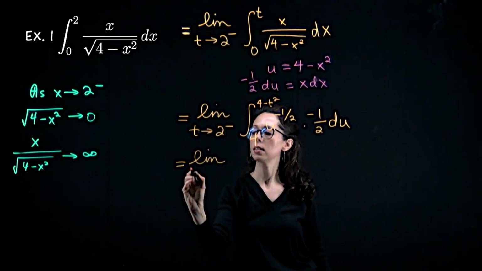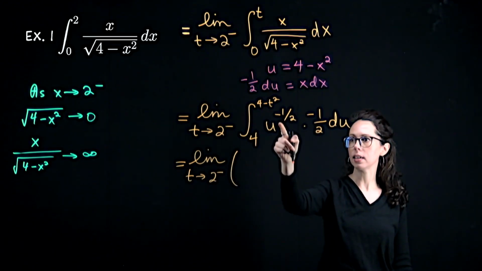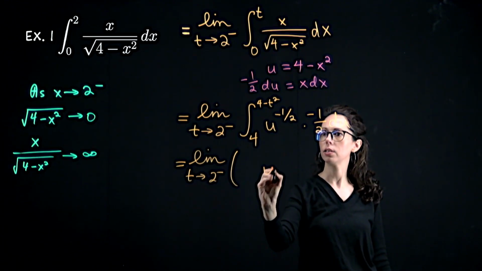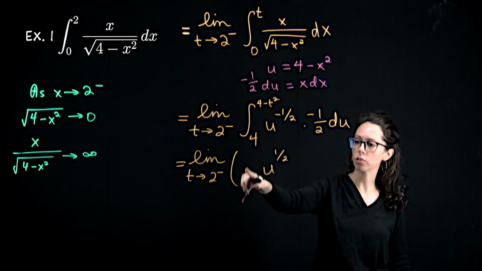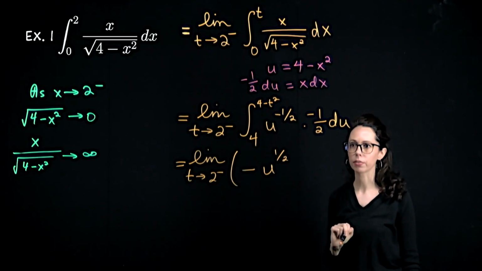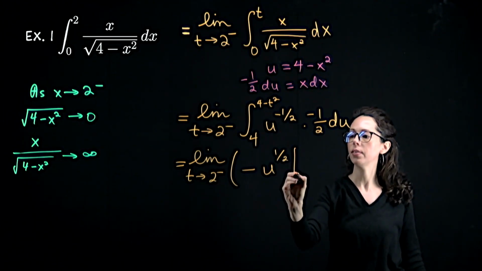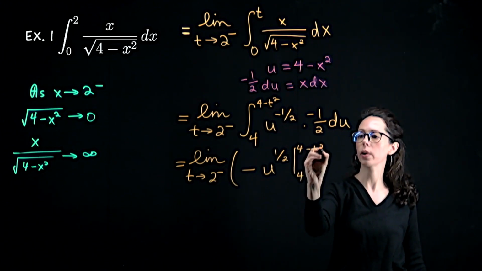So this is the limit as t goes to 2 from the left of, let's see, this antiderivative is u to the 1/2, but I'm not done yet. If 1/2 dropped down, I would need a negative here. Okay, so that's going to be the antiderivative for this integrand. But we have a definite integral here where the bounds are 4 and the top bound is 4 minus t squared, like that.